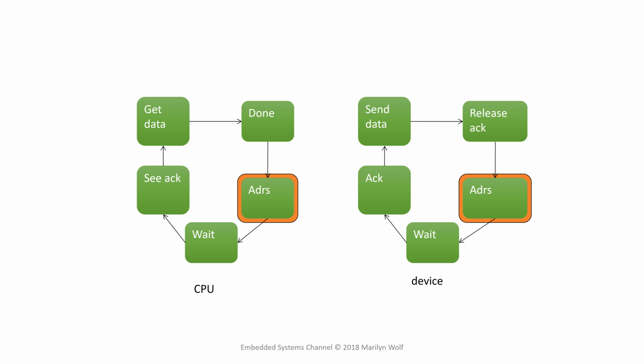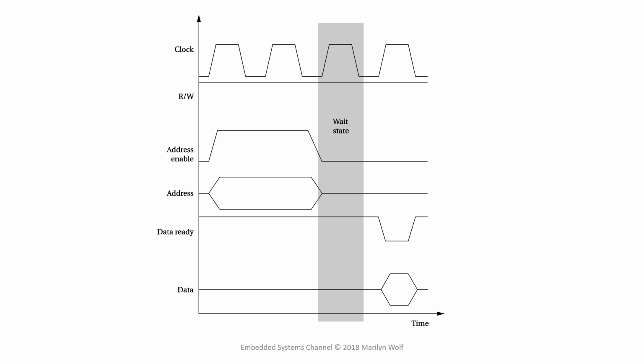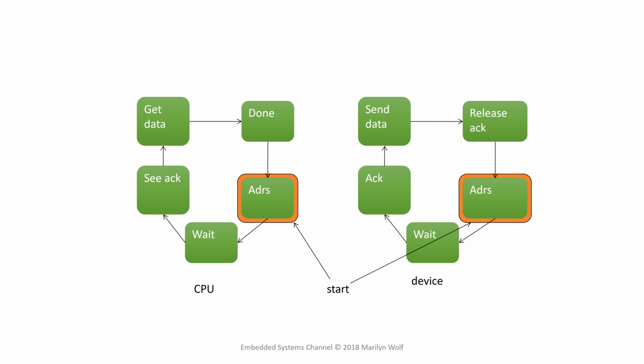We can describe the two sides of a bus transaction as state machines, one for the processor and the other for the device. So we have a start state on each side, in which the CPU is going to send an address and the device expects an address. The bus operation cycle starts with an address phase in which the CPU sends an address and the device expects to see an address.